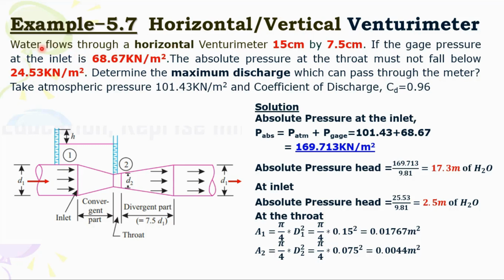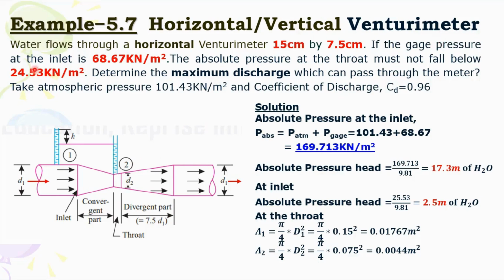This is horizontal. Water flows through a horizontal venturimeter, 15 centimeter by 7.5 centimeter. 15 centimeter is the inlet diameter, and 7.5 centimeter is the throat diameter, D2.